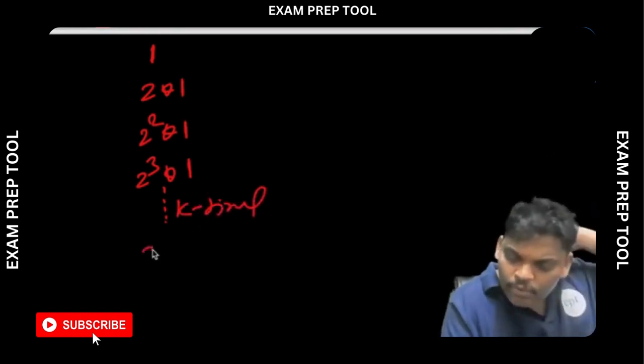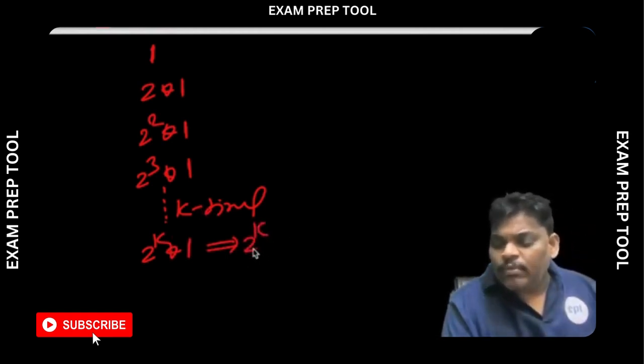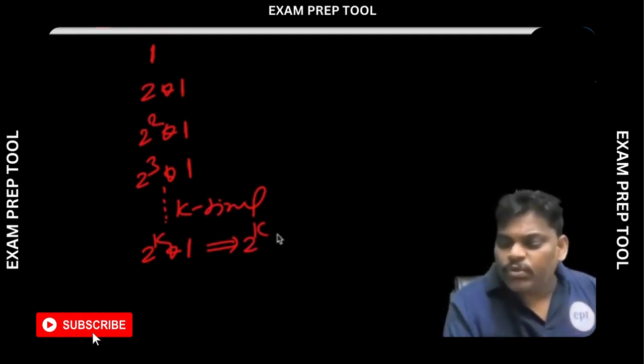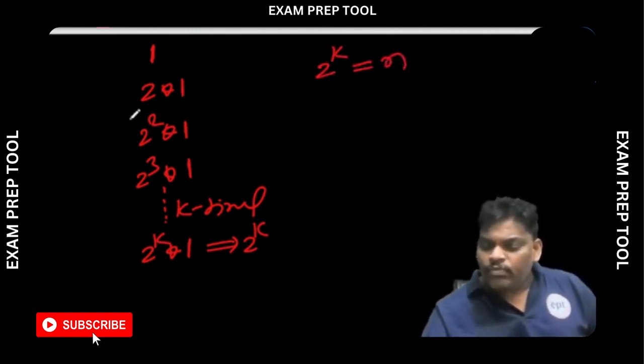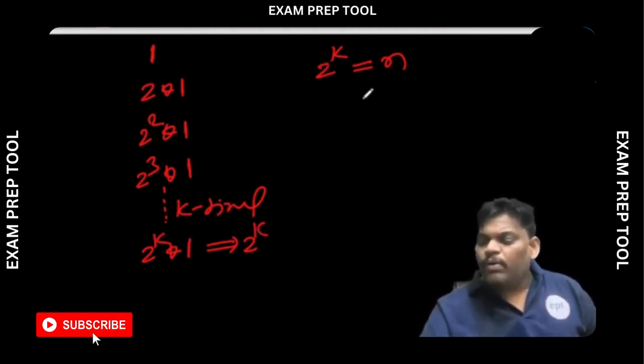If I do it k times, this will become 2 power k into 1, which means 2 power k. After doing it k times, it became 2 power k. Then why I stopped is, this 2 power k became n. So i value became 2 power k, which is equal to n. When I keep multiplying by 2, the powers are incrementing.